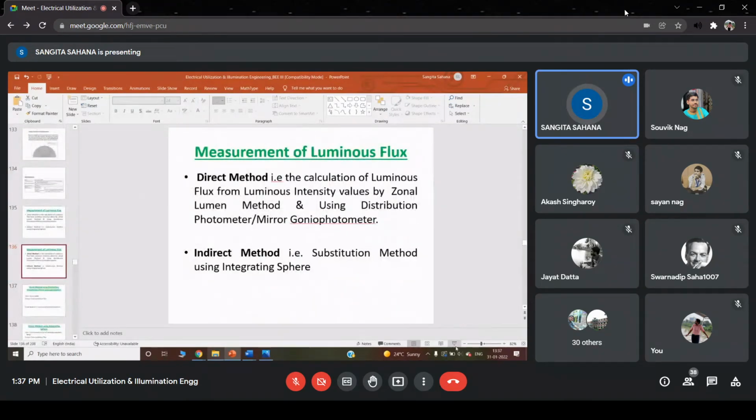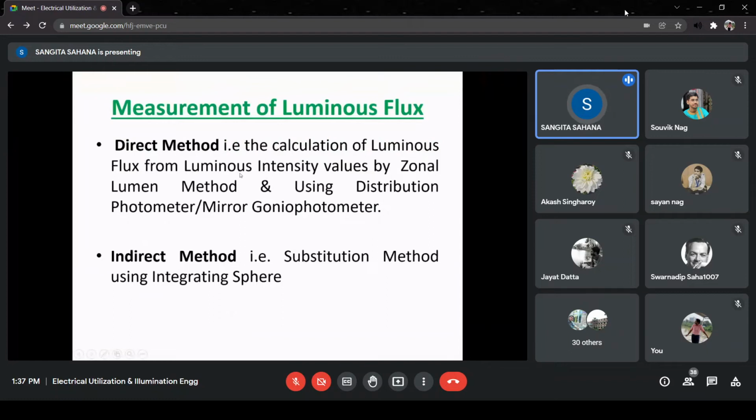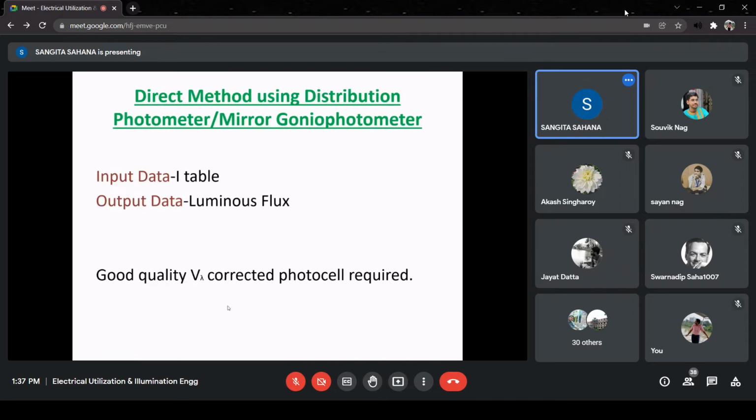So in the direct method, we do the calculation of luminous flux from luminous intensity by zonal lumen method and using distribution photometer or mirror goniophotometer. Then in the indirect method, we do the measurement using the substitution method using an integrating sphere. Okay, so we'll discuss one by one.